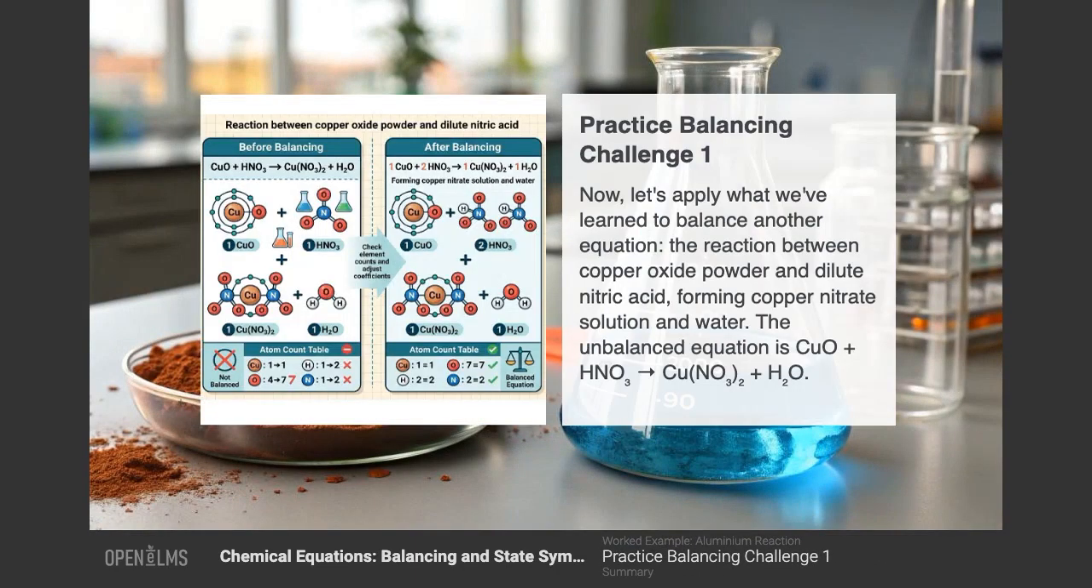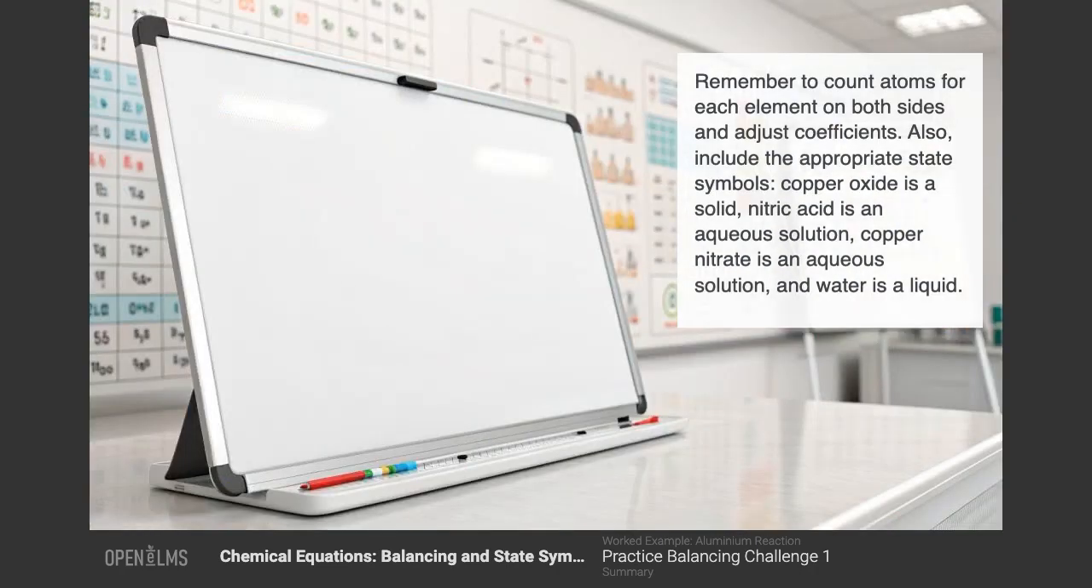Practice balancing challenge 1. Now let's apply what we've learned to balance another equation, the reaction between copper oxide powder and dilute nitric acid, forming copper nitrate solution and water. The unbalanced equation is CuO plus HNO3 gives Cu(NO3)2 plus H2O. Remember to count atoms for each element on both sides and adjust coefficients. Also, include the appropriate state symbols. Copper oxide is a solid, nitric acid is an aqueous solution, copper nitrate is an aqueous solution, and water is a liquid.